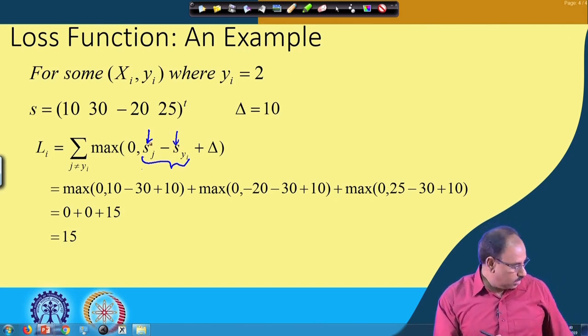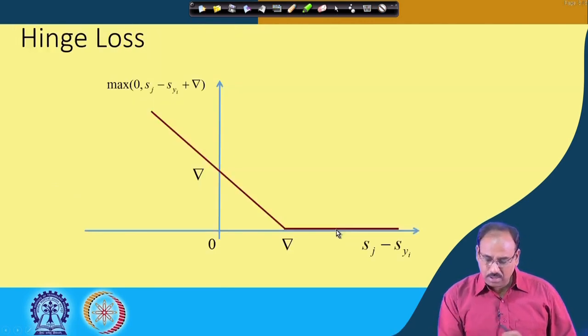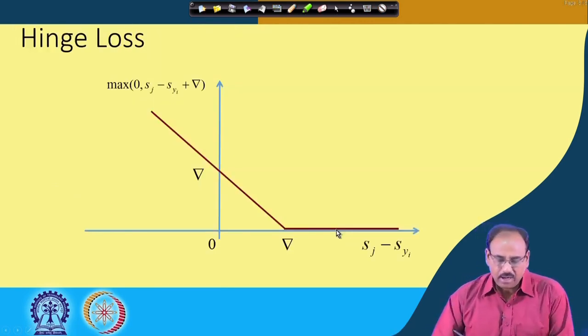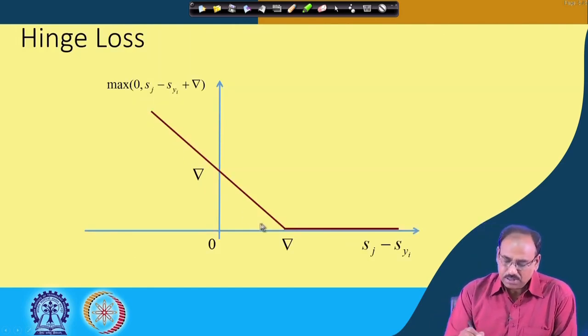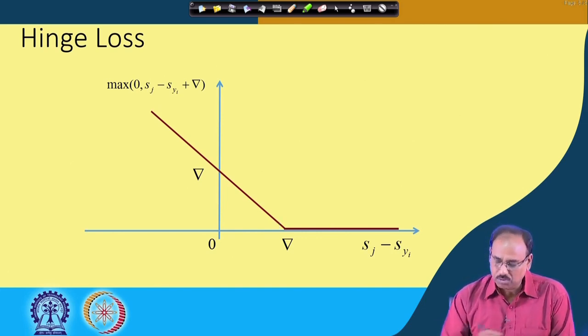So, if I plot this score function with respect to s_j minus s_yi, the nature of the score function or the plot of the loss function will be something like this, and this loss function is what is known as hinge loss.